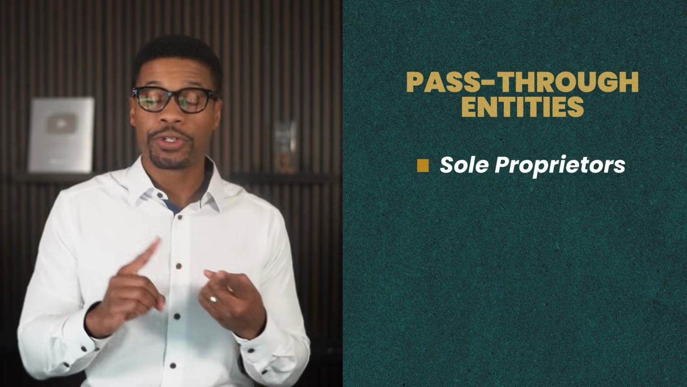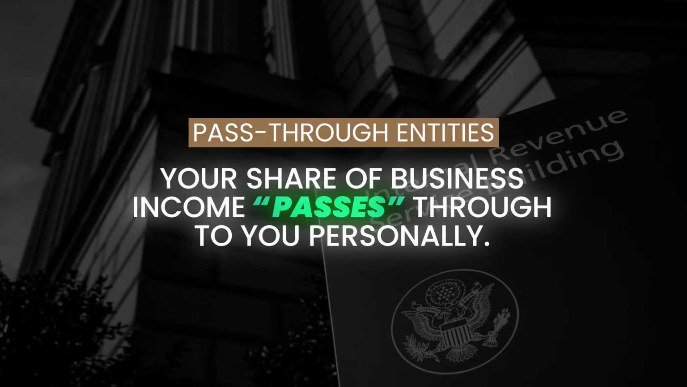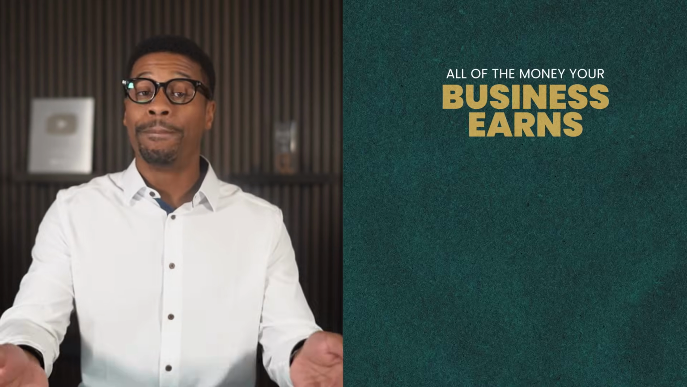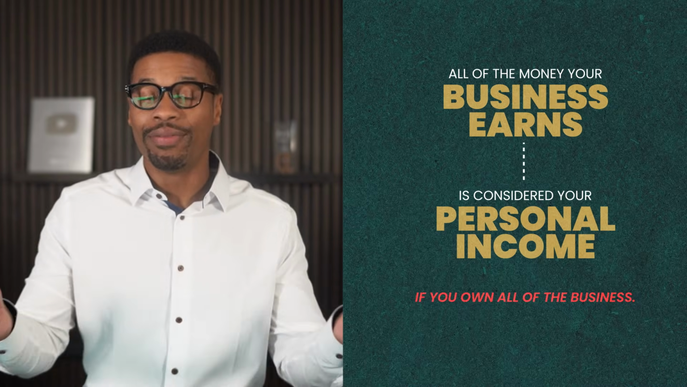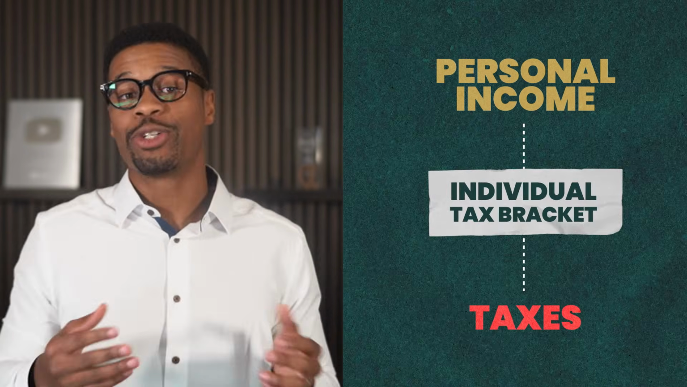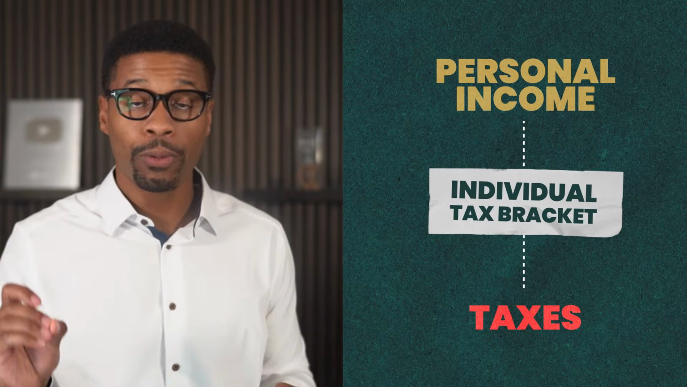All right, so let's start with pass-through entities like sole proprietors, partnerships, and LLCs that are not taxed as corporations. If you are not a corporation, then chances are that you are a pass-through entity. And all this means is that in the eyes of the IRS, your share of business income passes through to you personally, which just means that all the money your business earns is considered your personal income if you own all of that business. And the tax you pay on that income will depend on your individual tax bracket, which also takes into account all other forms of income you receive and report on that return.